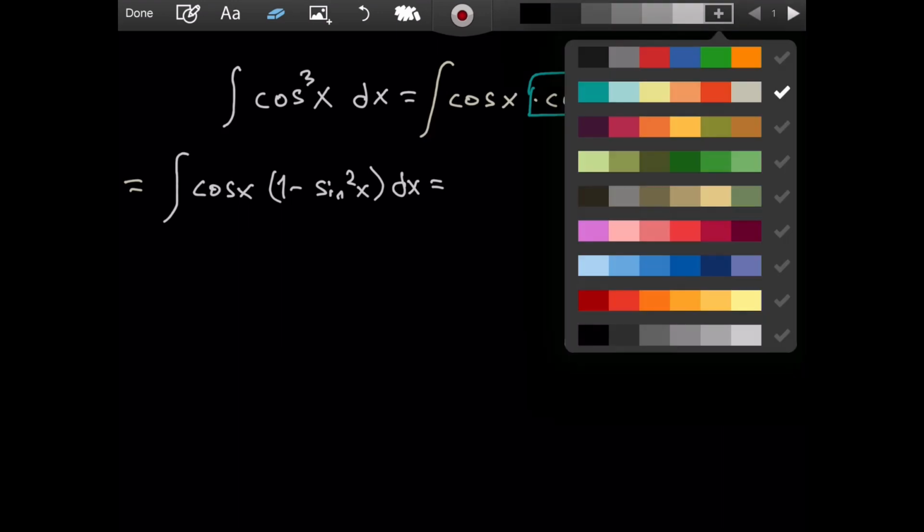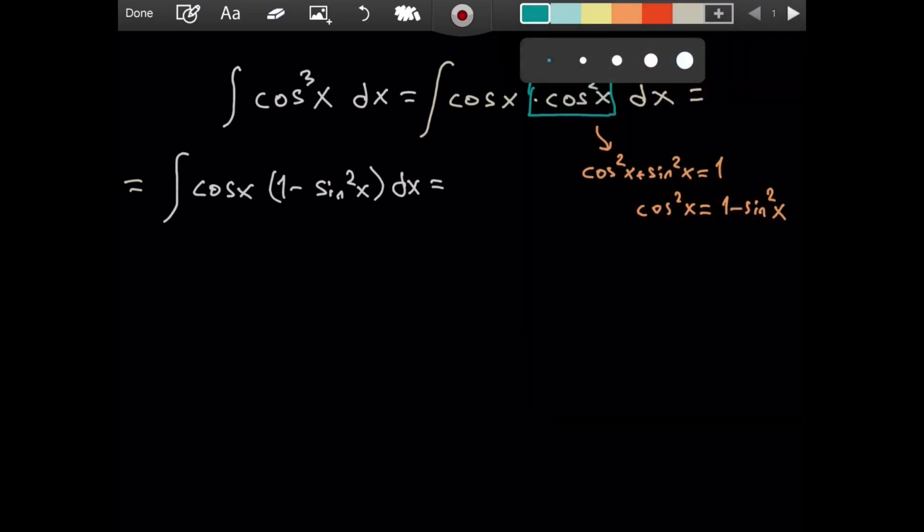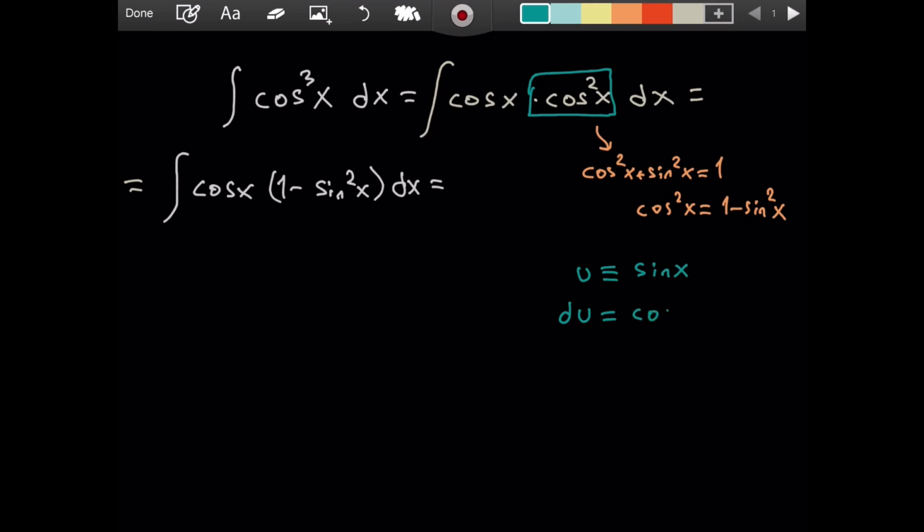Instead of that, I will make use of u substitution. I will define u, a variable, to be sine of x. In this case, if I ask what is du, the differential of u, it will be the derivative of sine of x, which is cosine of x, times dx. Alright, I will use this substitution.